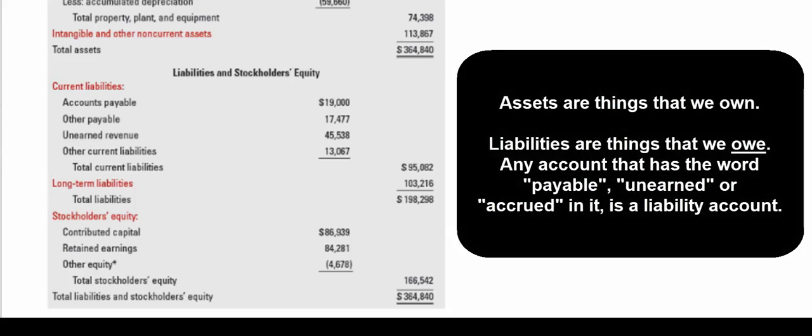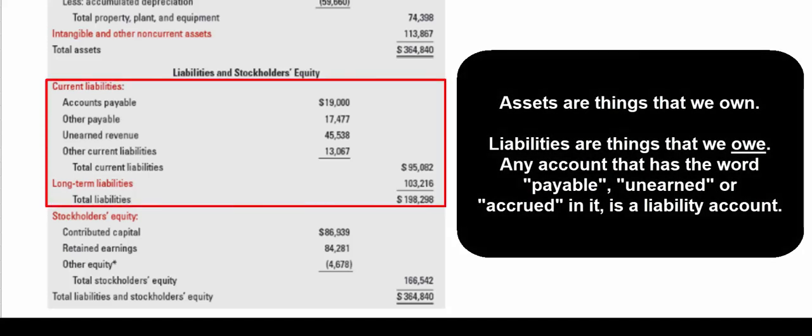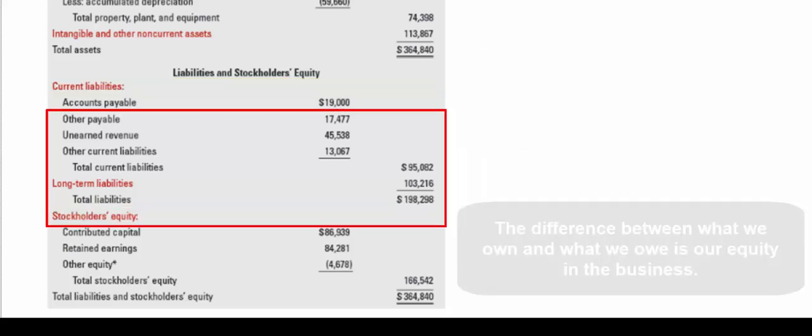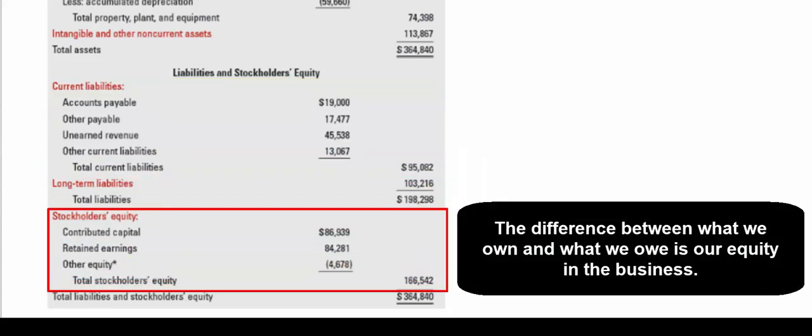Assets are things that we own. Liabilities are things that we owe. Any account that has the word payable, unearned, or accrued in it is a liability account and means we owe somebody some money. The difference between what we own and what we owe is our equity in the business.